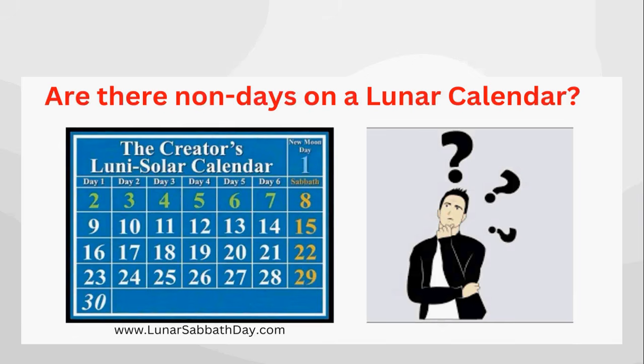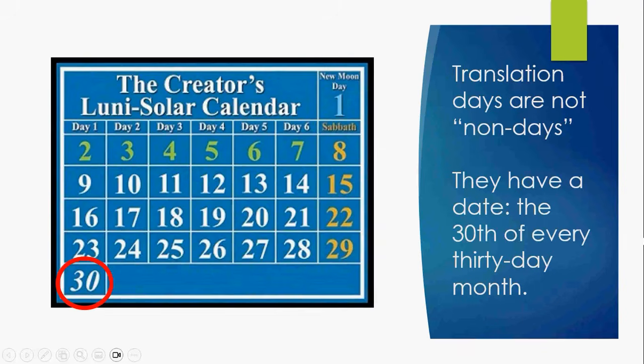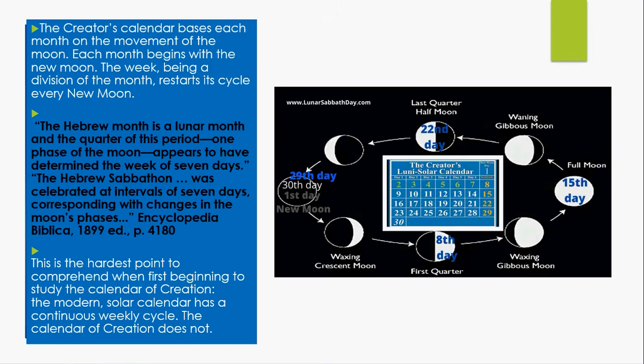So, are there non-days on a lunar calendar? Well, translation days are not non-days. They have a date, the 30th of every 30-day month.